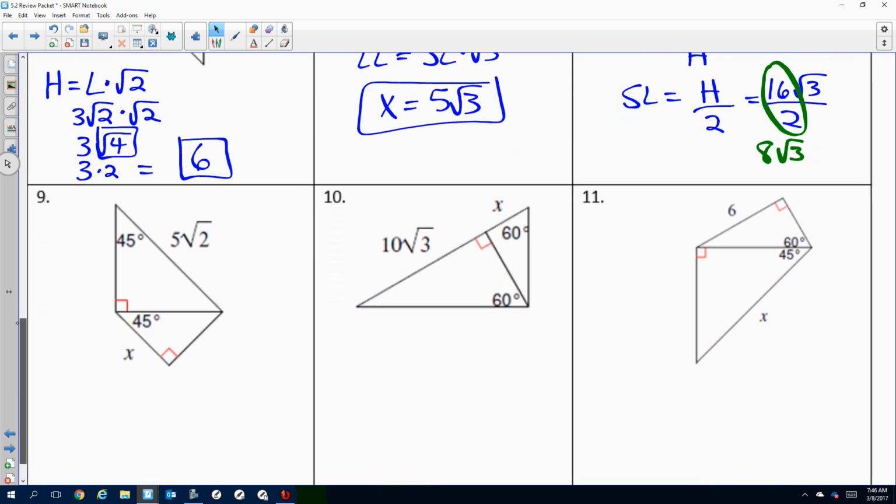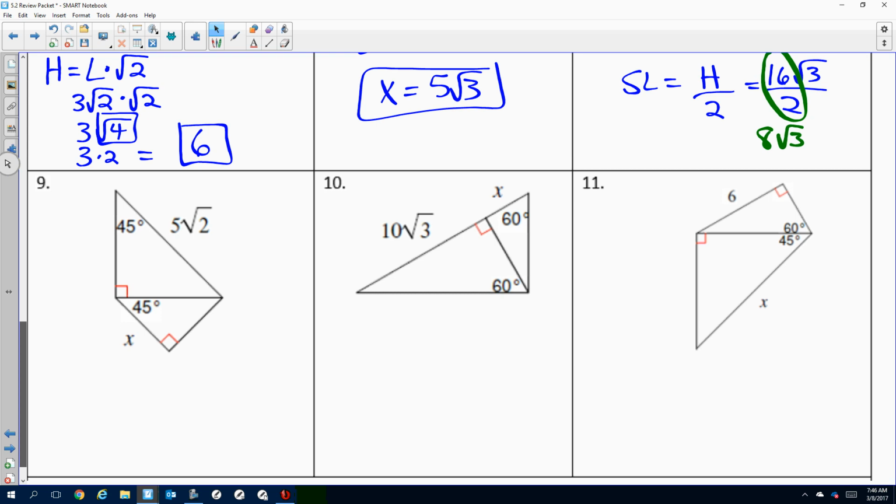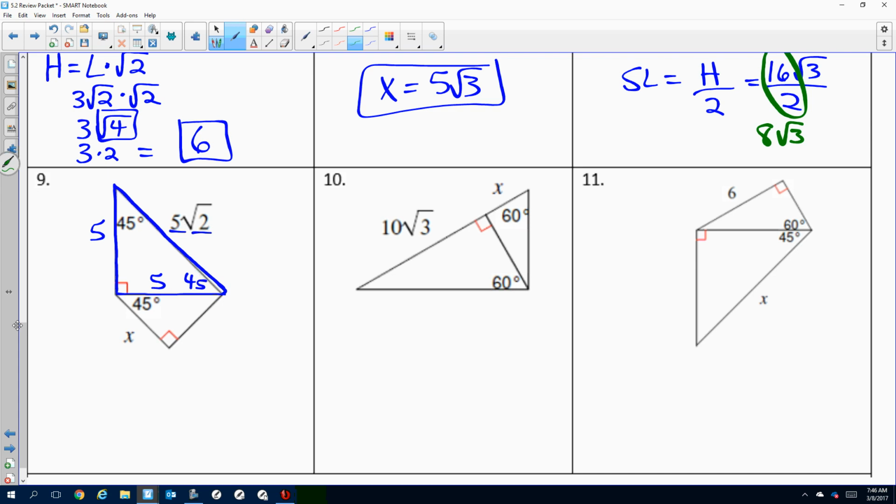All right, now we have what we call multi-step triangles. On the multi-step triangles, start with the triangle that you have a side measure for. Like I have this 5 root 2, that represents the hypotenuse. I can use this triangle first. Well, that's a 45, 45, 90. That's a right isosceles. So if this is 5 root 2, 5 times root 2, the legs are both 5. Now, I'm using that 5 in this right isosceles. This 5 is opposite the right angle, so it's the hypotenuse. So this is the leg.